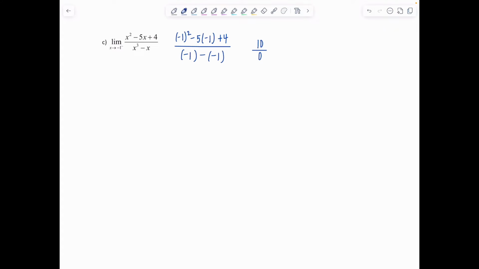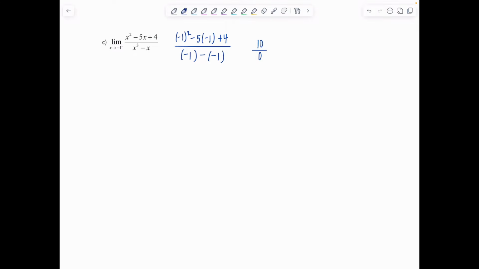When you have a non-zero constant over 0, that means the entire expression is getting larger and larger and larger, because think, you're dividing by something that's getting tinier, tinier, tinier. The only thing is we need to figure out, is it getting large in the positive or the negative direction? So there's a couple different ways to do this depending on what your teacher taught you. You can make a sign chart, or you can just plug in values that are a wee bit smaller than negative 1 because we're coming from the left. I'll show you a few variations.